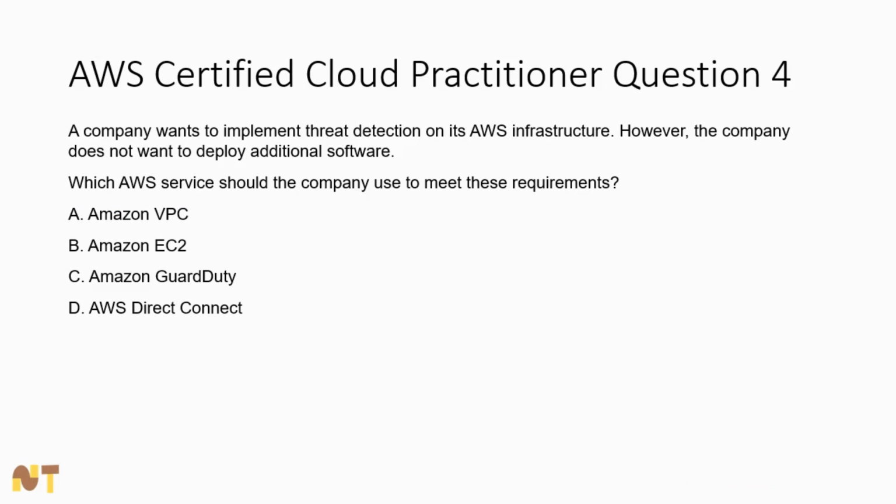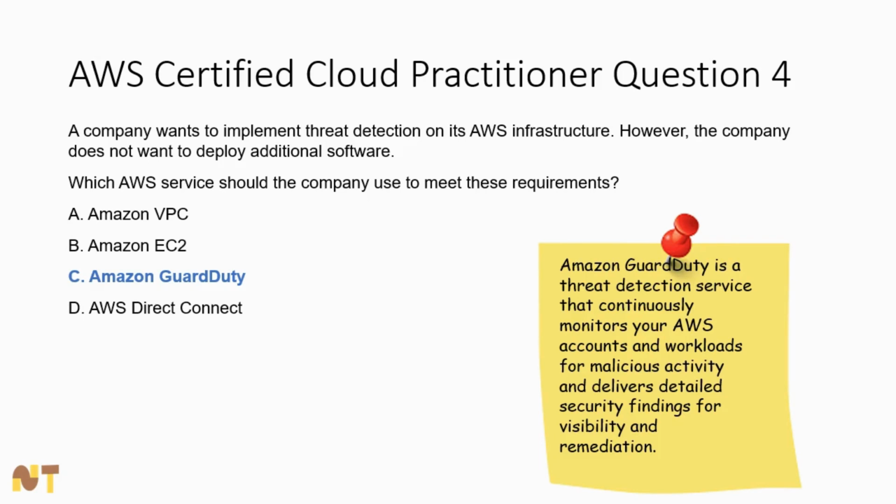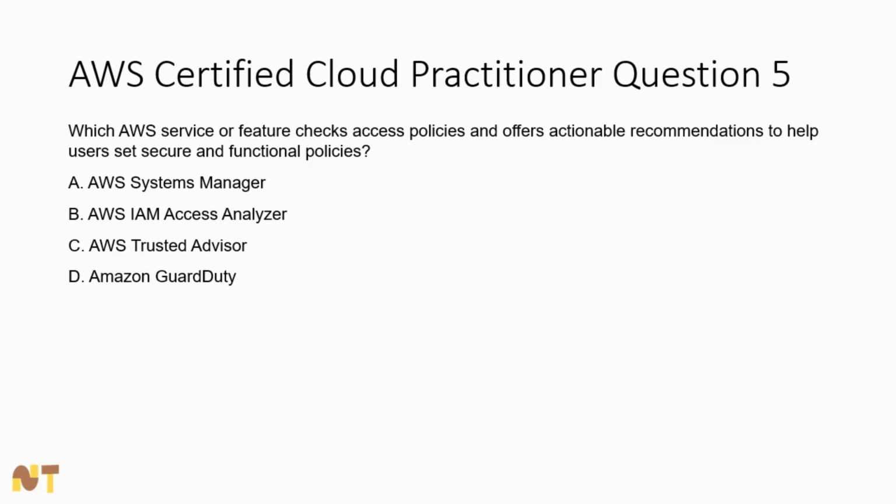A company wants to implement threat detection on its AWS infrastructure. However, the company does not want to deploy additional software. Which AWS service should the company use to meet these requirements? Options are A, Amazon VPC, B, Amazon EC2, C, Amazon GuardDuty, and D, AWS Direct Connect. The correct option here is Amazon GuardDuty. It is a threat detection service that continuously monitors your AWS account and workloads for malicious activities and delivers detailed security findings for visibility and remediation. So the correct answer is option C, that is GuardDuty. Moving on to the next question.